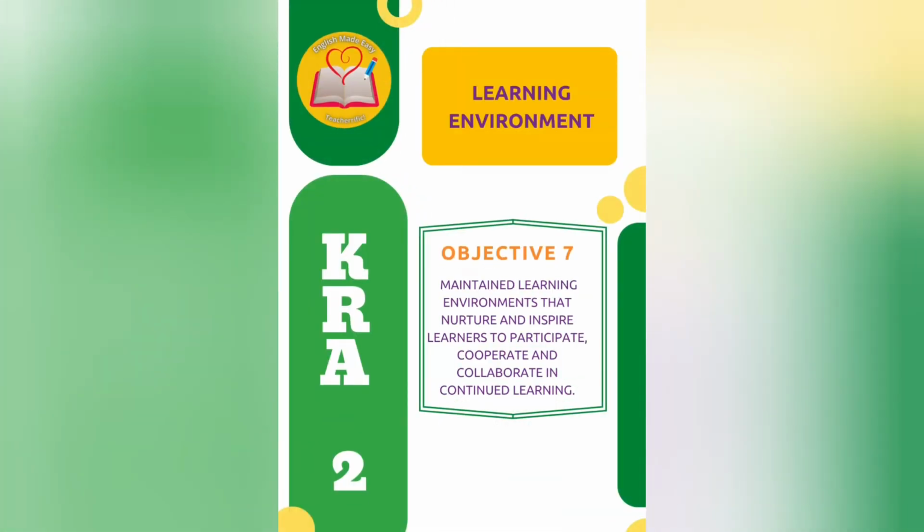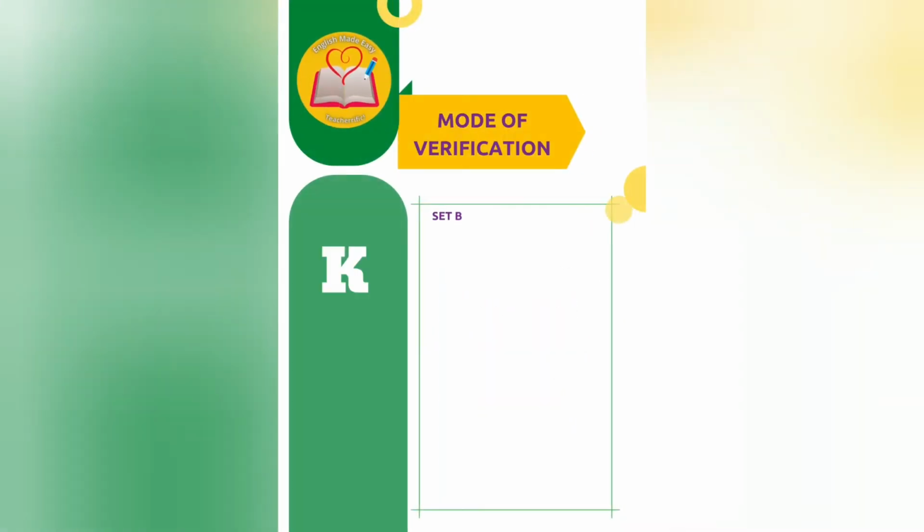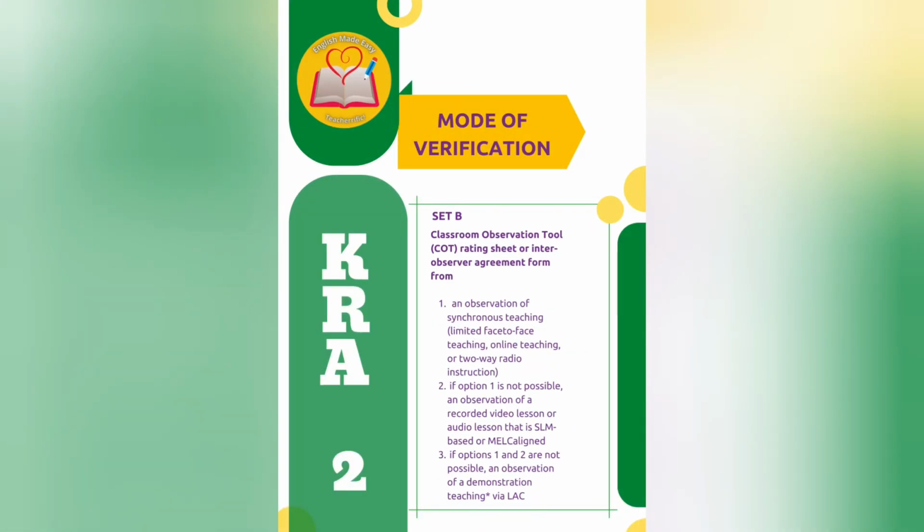Next is Objective 7. Maintain learning environments that nurture and inspire learners to participate, cooperate, and collaborate in continued learning. Once again, the MOV needed is your COT 1 and 2.